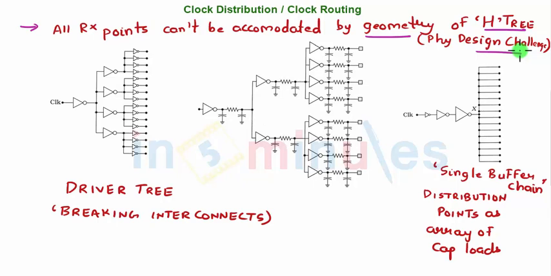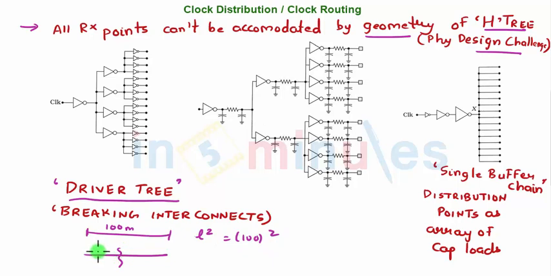So the next solution which we have is to use driver trees. Now what are driver trees? Basically, if we have an interconnect, as I've already mentioned in one of the previous clips, which has a length of say 100 meters, purely as an example, then the delay is going to be L squared, which means 100 squared. So what I do is I try to break this interconnect into 2 parts, one of 50 and the other of 50. So delay is 50 squared plus 50 squared, which is less than 100 squared.